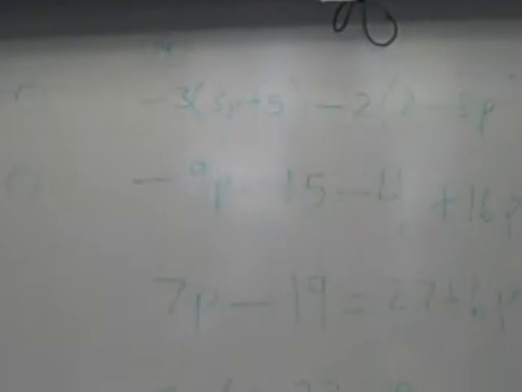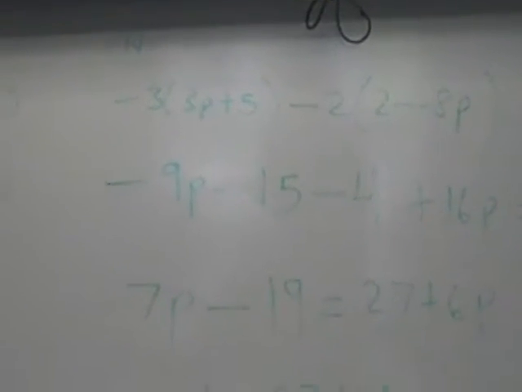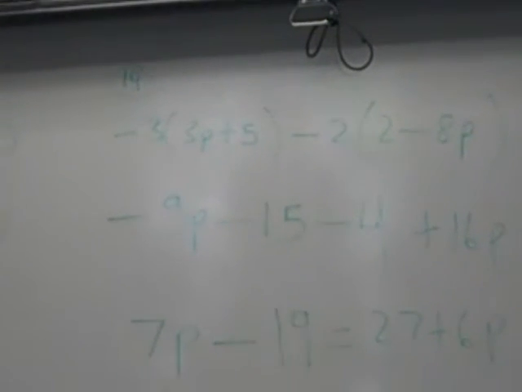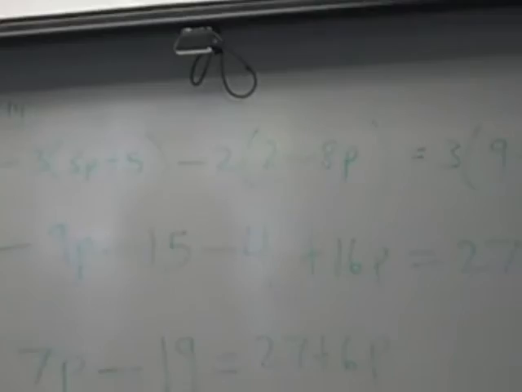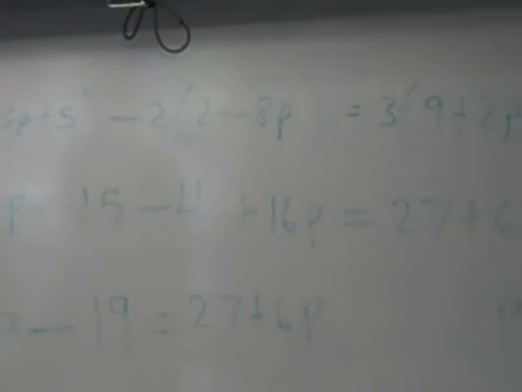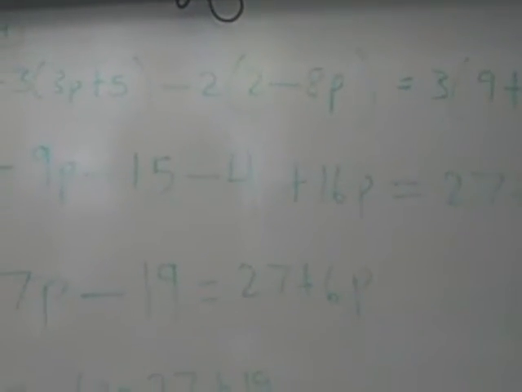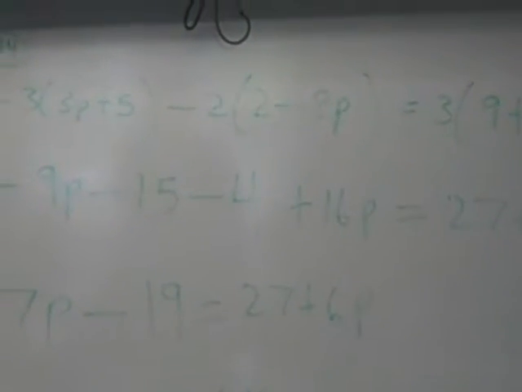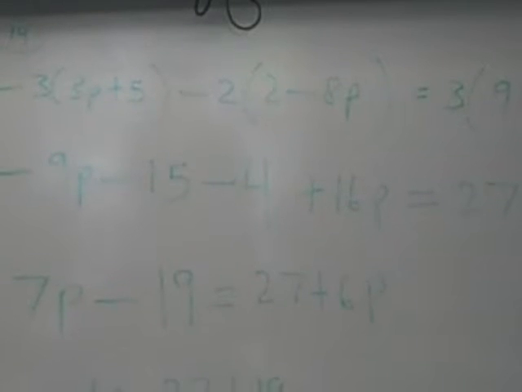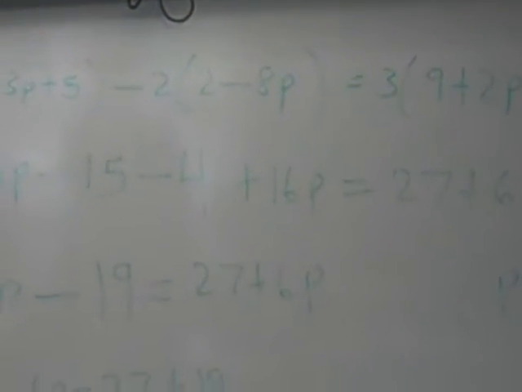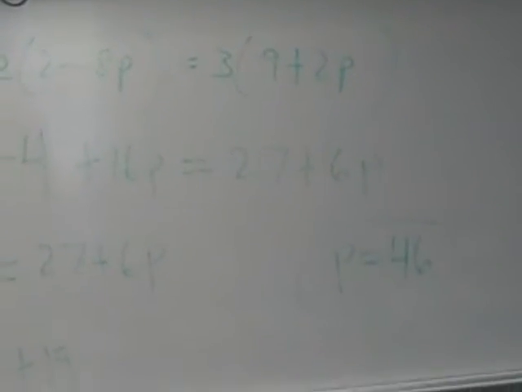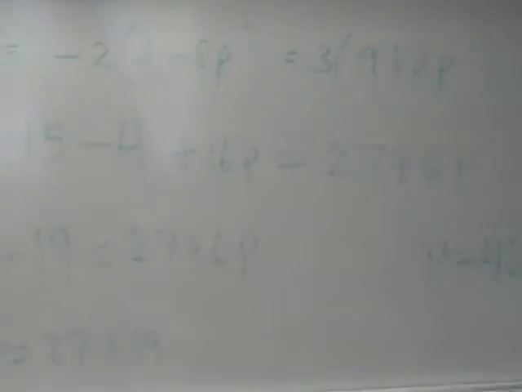What we do is we distribute the negative 3 across the 3p plus 5, and we get negative 9p minus 15. We multiply the 3p and the 5 by negative 3. And then in the middle, that 2 minus 8p inside the parentheses, we multiply it by the negative 2 that's on the outside. So we get negative 4. We change the signs. Positive 2 times negative 2 is negative 4. Negative 8p times negative 2 is plus 16p. And then on the right-hand side, we distribute the 3 through, and we get 27 plus 6p.